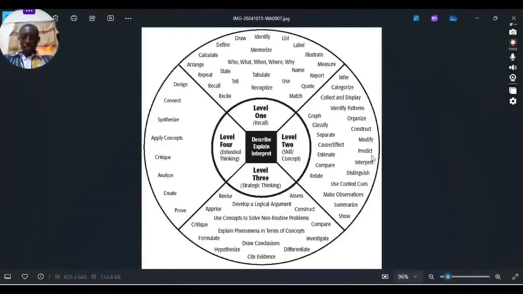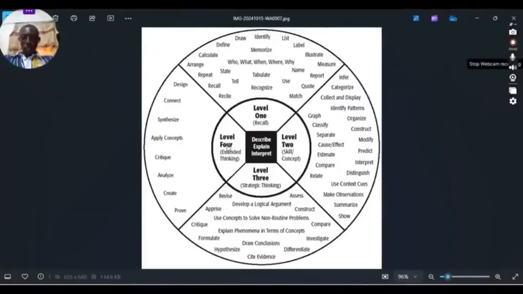Alright. Then level 3 is talking about strategy, strategic thinking. Then words we use for level L3 questions are develop a logical argument, critique, formulate, hypothesize, cite, differentiate, investigate, compare, contrast, use, develop a logical argument. So these are some words that we use at the L3. The L3 is talking about strategic thinking.